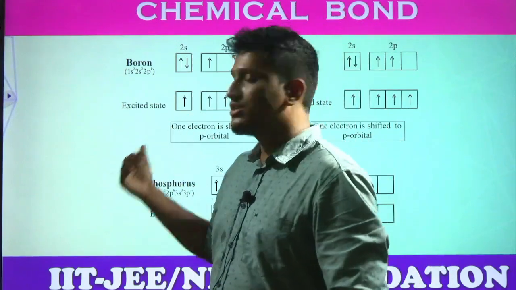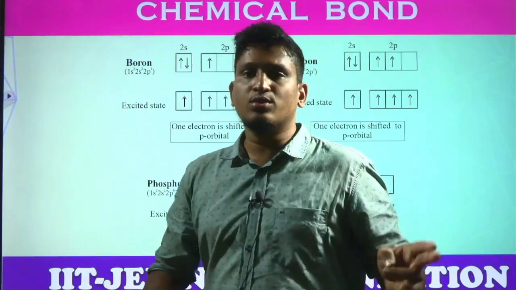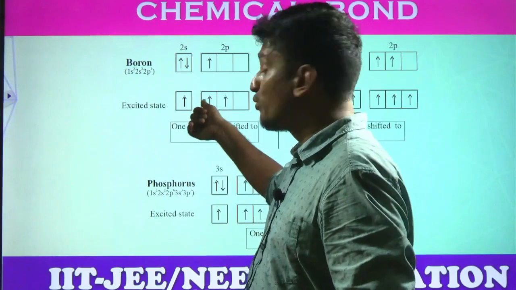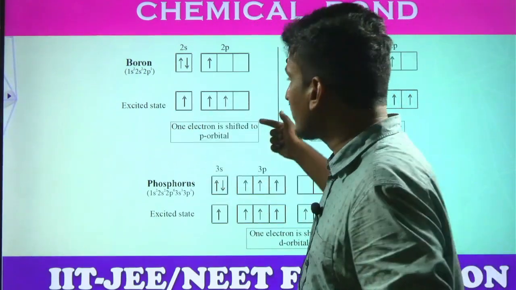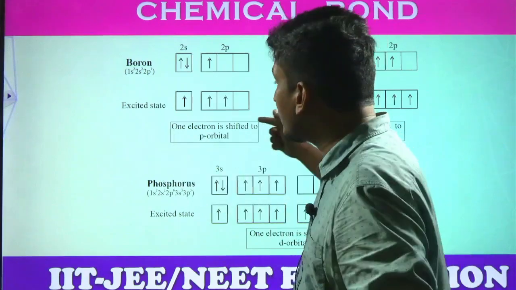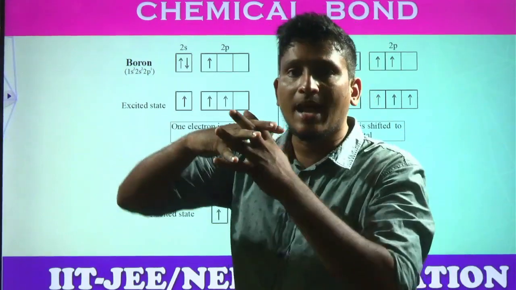So what is this configuration? Previously it was 2s2 2p1, now it is 2s1 2p2, right? Now these 3 electrons are involved in the bonding. These 3 electrons undergo sharing. That means these 3 orbitals undergo overlapping.